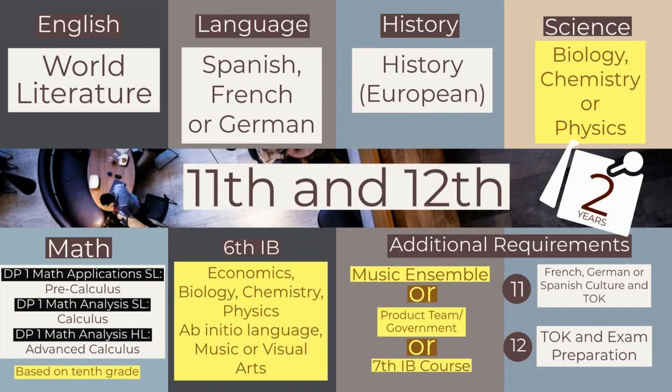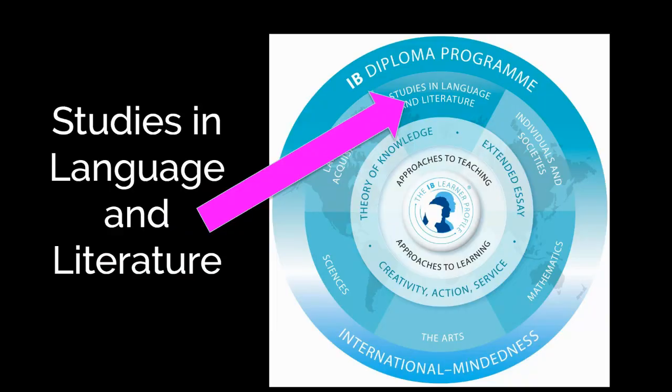Students will have some choice regarding which science or sciences they choose to study, which math track they will take, and what their 6th IB course will be. I'll explain the details of these choices over the next few moments, but first I'd like to explain some of the content of each subject area to help you inform your selections. All students take English literature as part of the diploma program.